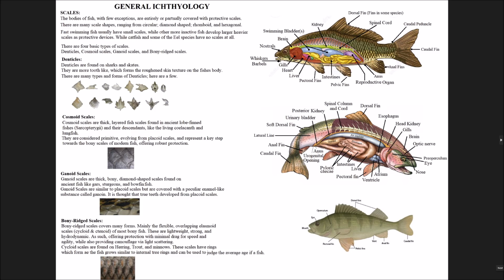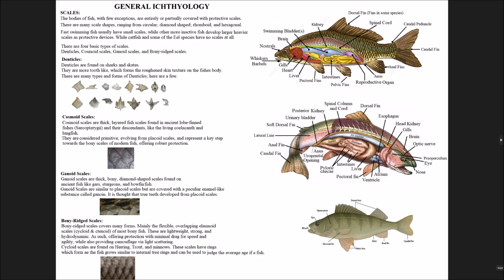There are 4 basic types of scales: denticles, cosmoid scales, ganoid scales, and bony ridged scales. Denticles. Denticles are found on sharks and skates. They are more tooth-like, which forms the roughened skin texture on the fish's body. There are many types and forms of denticles. This is just an example of a few. Most of this, the shapes and so on, will typically not be on a fishing course, but they're good to know.